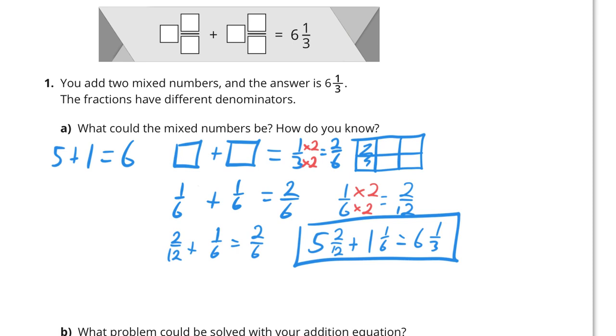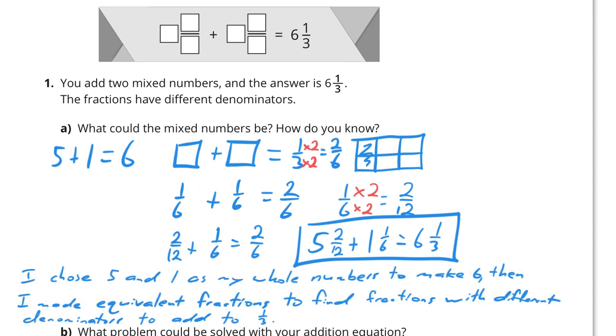However, we have to go back and look, did we answer the whole question? We did answer what the mixed numbers could be, but we didn't say how we know. So I might say something like this. I chose 5 and 1 as my whole numbers to make 6. Then I made equivalent fractions to find fractions with different denominators to add to 1/3.